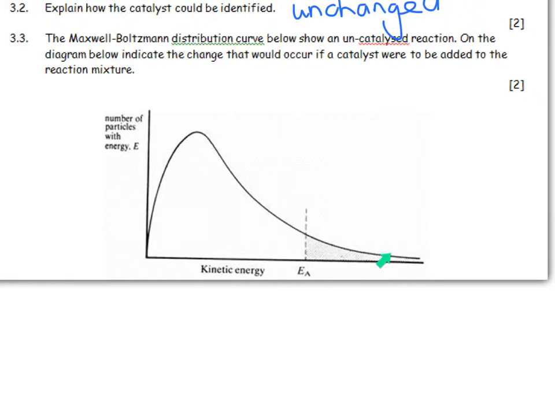When it asks me to catalyze that, what do I do in a catalyzed reaction? I lower the activation energy. I don't change the heat of the particles, the kinetic energy of any particles. All I do is I make the activation energy lower. By doing that, I make more particles available to react.